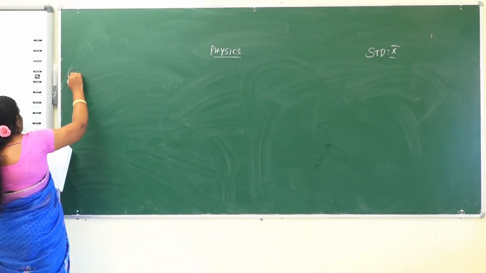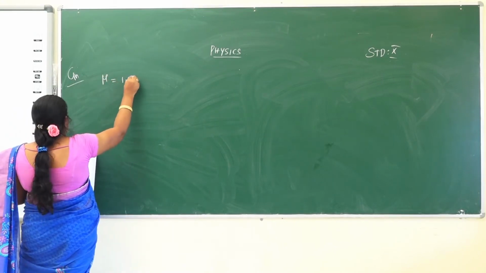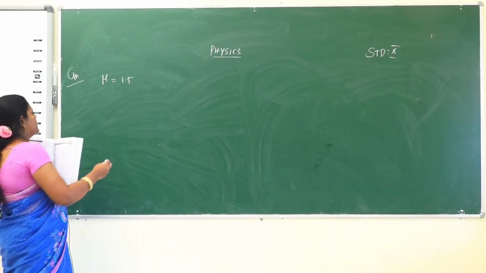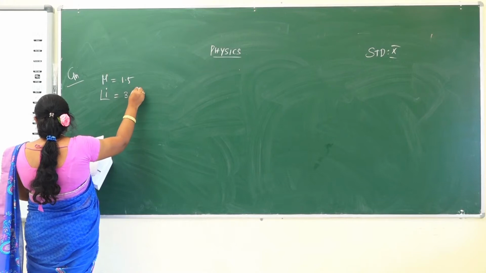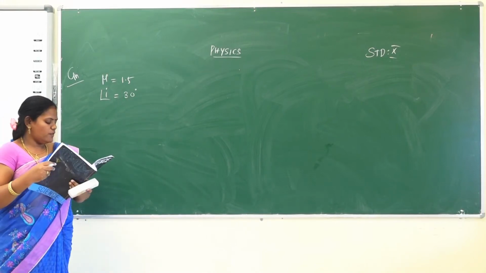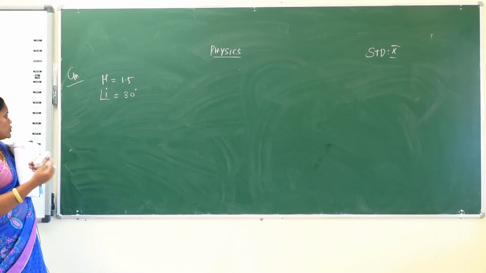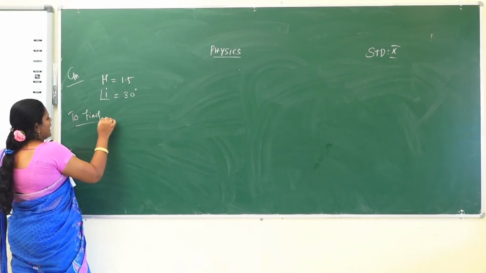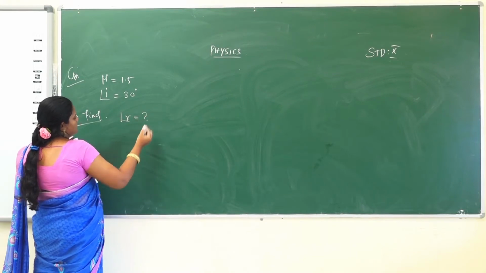So what are the given values? The refractive index mu is equal to 1.5. Then the angle of incidence is 30 degrees, so angle i is equal to 30 degrees, and we have to calculate the angle of refraction inside the glass. What formula will be used to solve this problem? What will we find out in this problem? The angle of refraction, angle r is equal to question mark.